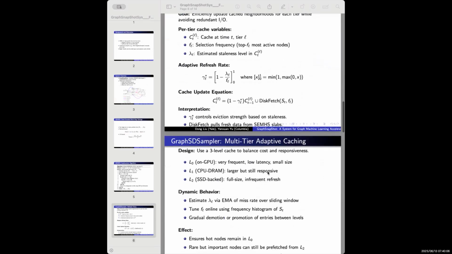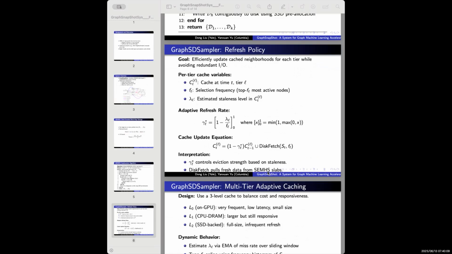The following is the refresh policy for the GraphSD sampler. Once we store the graph efficiently, we also need to cache it smartly, so this is why we designed the GraphSD sampler. For each cache tier, we maintain a cached neighborhood and estimate how skewed it is using a parameter that is adaptively learned and fine-tuned.